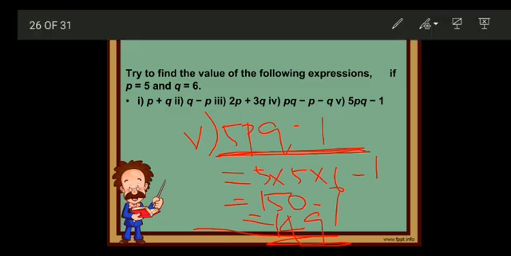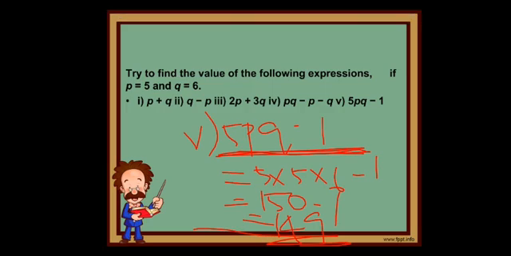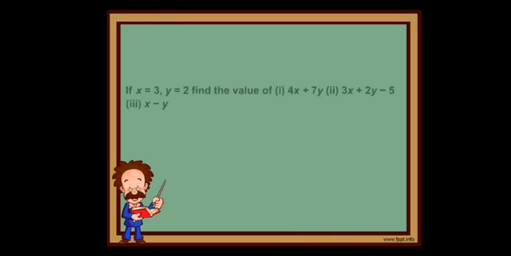149. So the value of 5pq minus 1 is 149. Now we will solve another problem.